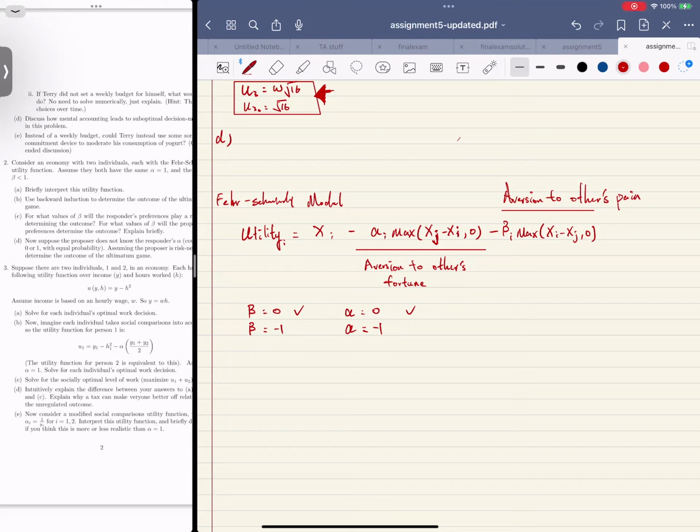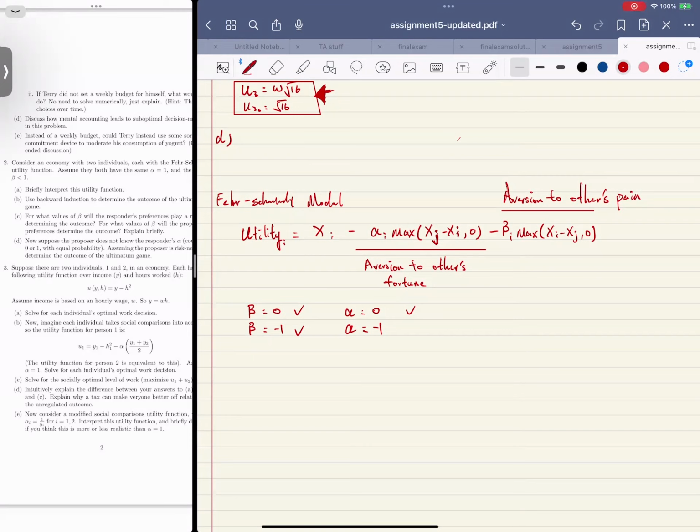Okay, so what about beta equals -1? It means you have pleasure in seeing other people's pain. That makes you so happy. Yeah, so you will have this very sadistic kind of enjoyment in seeing other people poorer than you, or doing worse off than you, then you gain more utility from that.